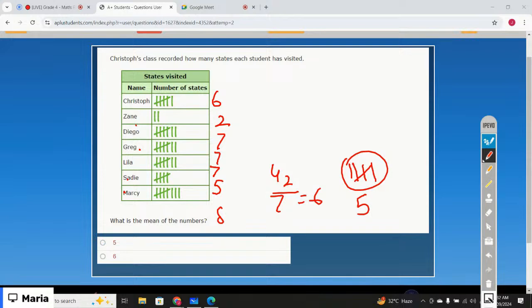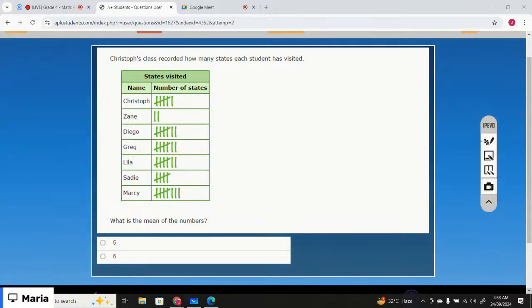The correct option is 6. The second option is the correct option.